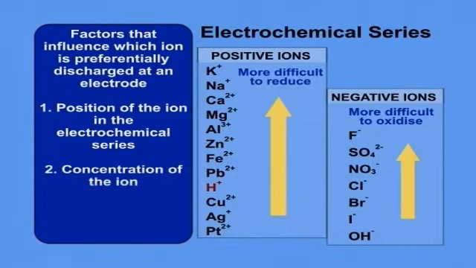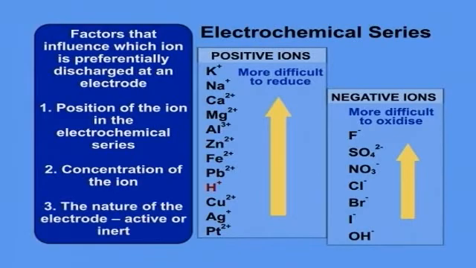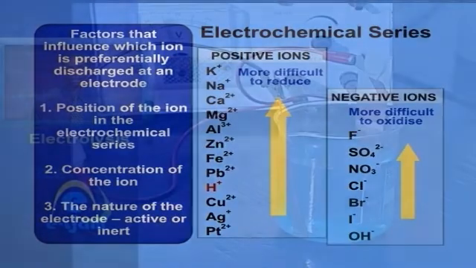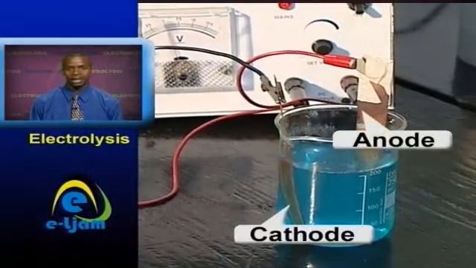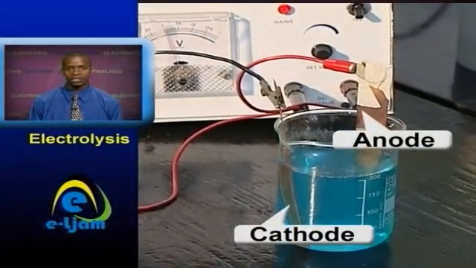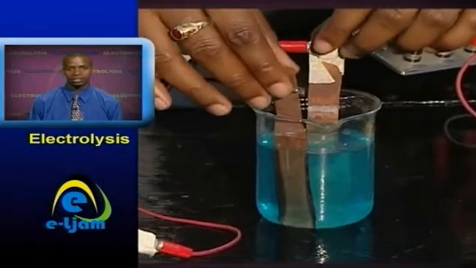The concentration of the ion. The greater the concentration of the ion, the more likely it is to be discharged. This applies especially to ions relatively close together in the electrochemical series, such as the halide ions, chloride, bromide, and iodide. 3. The nature of the electrode. Here, an electrode may become active rather than being inert and will dissolve to form ions. An example of this is the electrolysis of copper sulfate with copper electrodes.